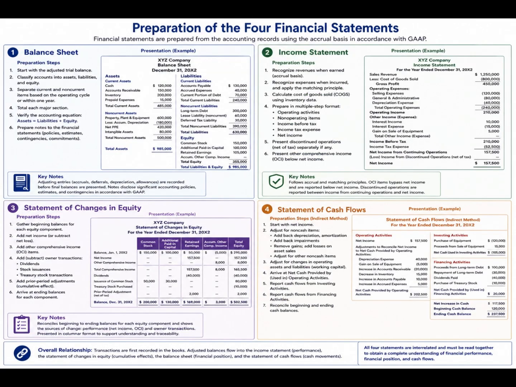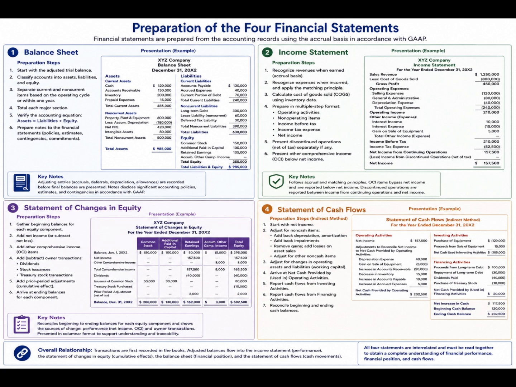G. Demonstrate understanding of preparation of each statement. Balance sheet preparation begins with trial balance classification. Assets, liabilities, and equity accounts are organized into current and non-current sections. Adjusting entries, accruals, deferrals, depreciation, are recorded before final balances are presented. The statement must satisfy the accounting equation.